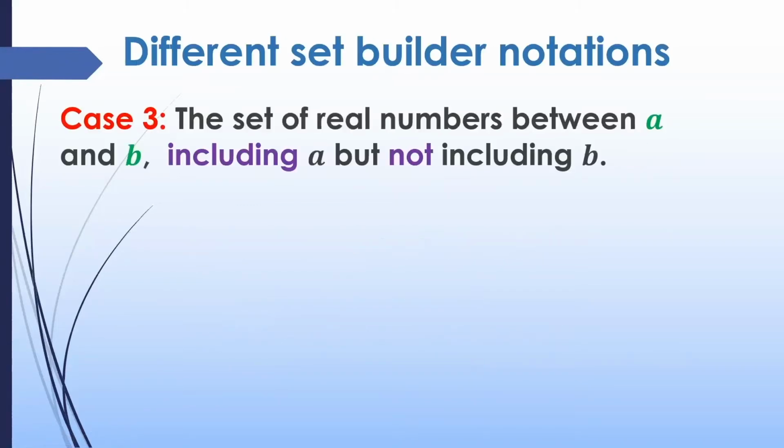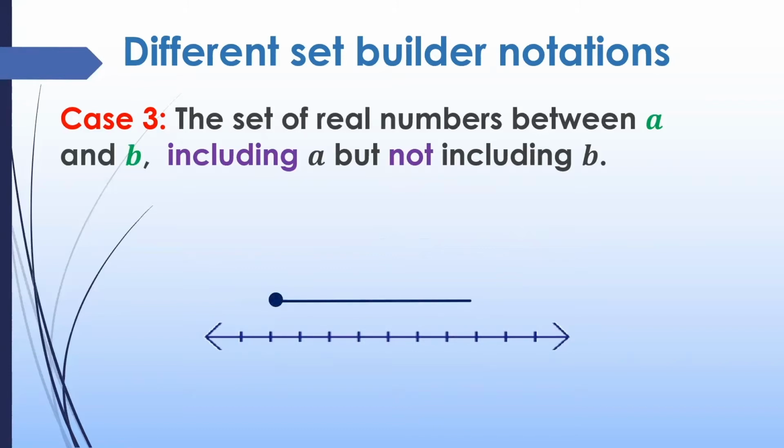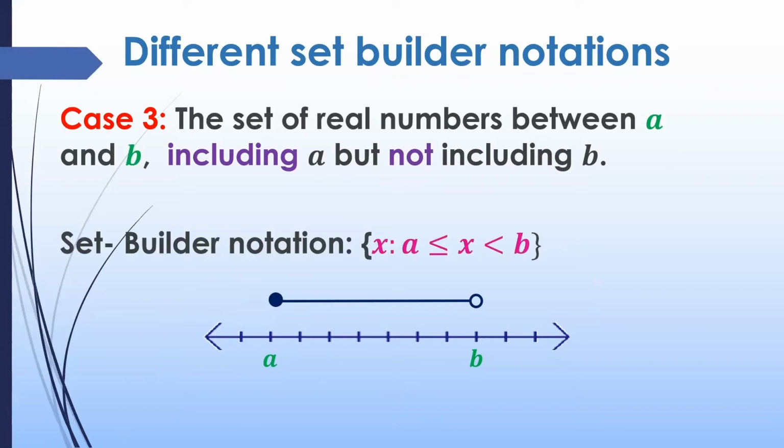Case 3. The set of real numbers between A and B, including A, but not including B. So here B is not included and A is included. So this means that I'm going to have a shaded circle at A and an unshaded circle at B. Now the set builder notation would be X such that X lies between A and B, including A.